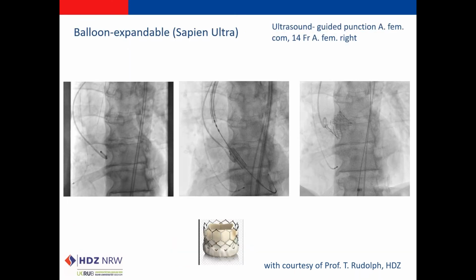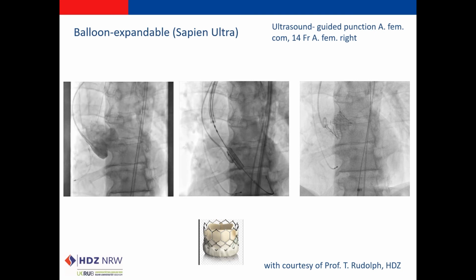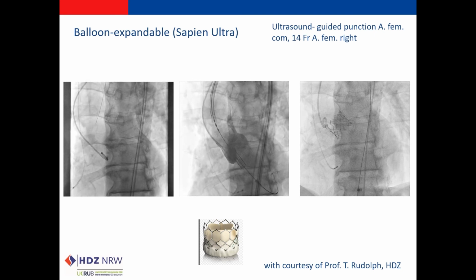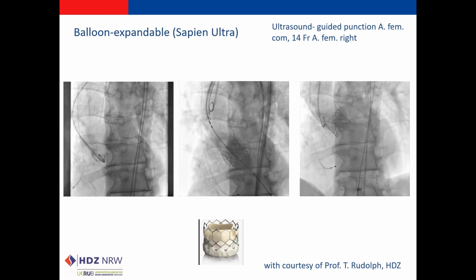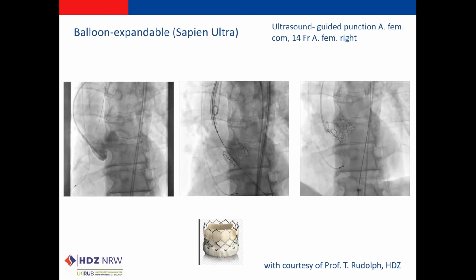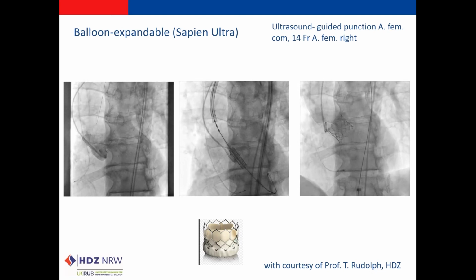Here I would like to demonstrate the balloon-expandable Sapien Ultra. Also here you see the device for the valve, and here at the end the aortography, with the exact positioning in the aortic annulus.